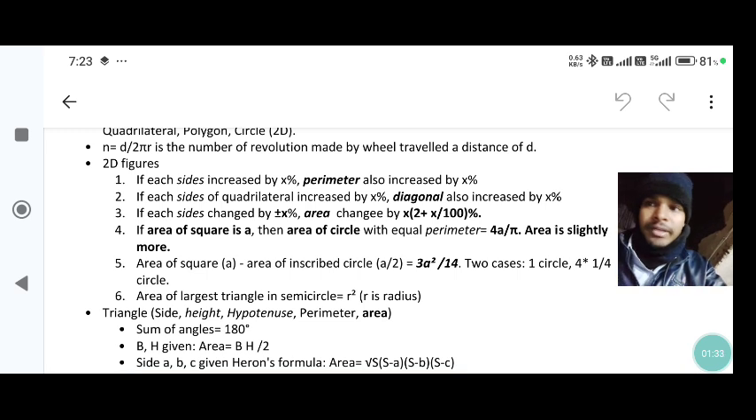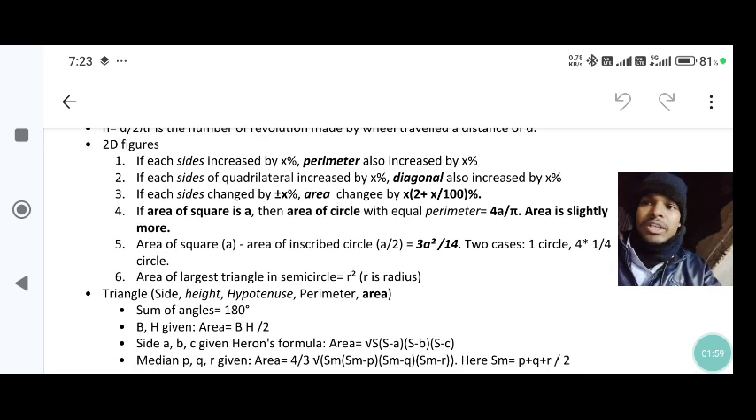Now coming to the 2D figure. In a 2D figure, if each side is increased by x%, then its perimeter is also increased by x%, because if each side is increasing, then the length of each side is increased, then the perimeter is also increased by x%. This is simple. Second point is that if each side of a quadrilateral, means the one which has 4 sides, is increasing by x%, then the diagonal is also increasing by x%.